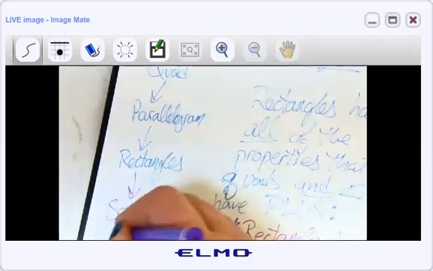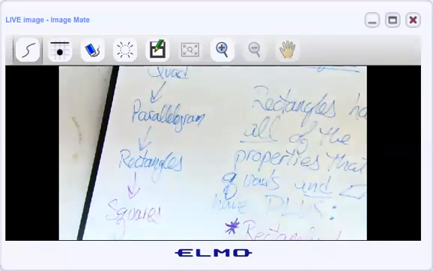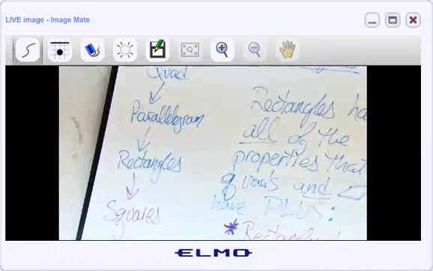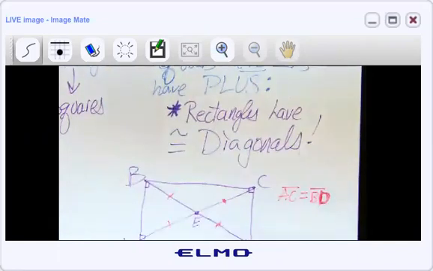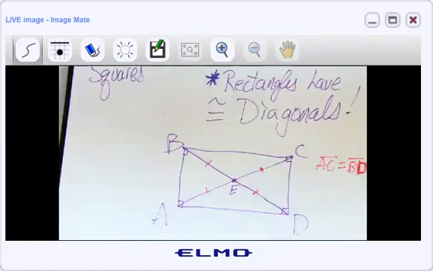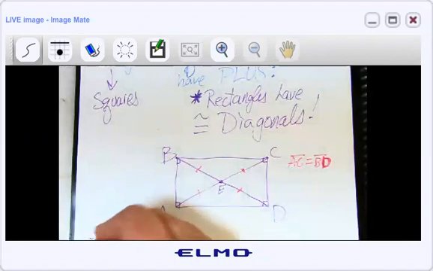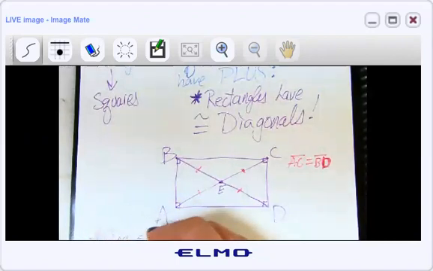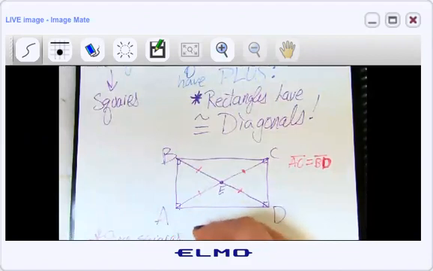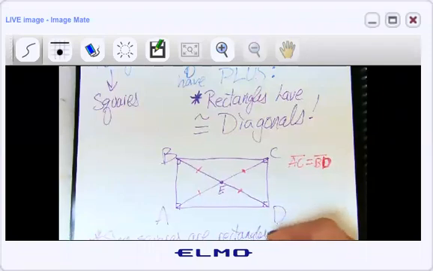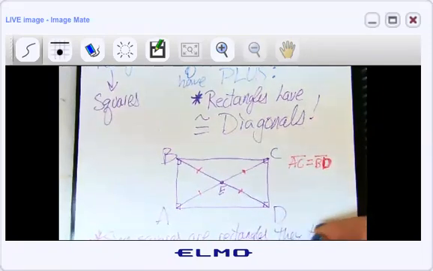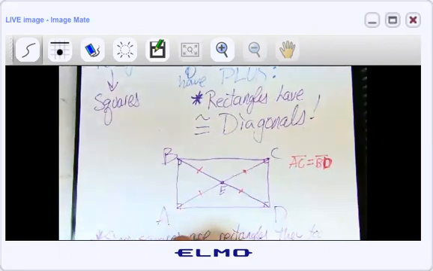So what does this mean? This means that squares also get congruent diagonals. No way. Yes, way. So let's add a big star. I'll put it right here, and we'll just say, since squares are rectangles, they too have congruent diagonals.